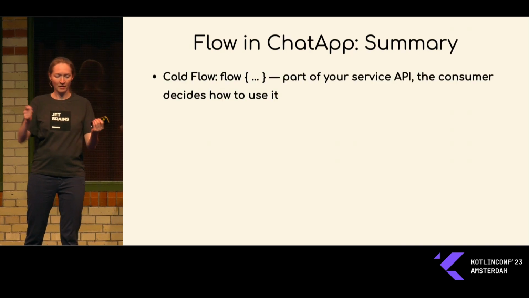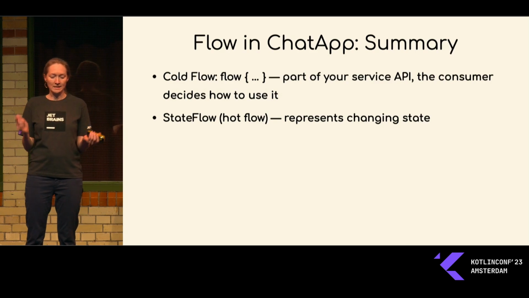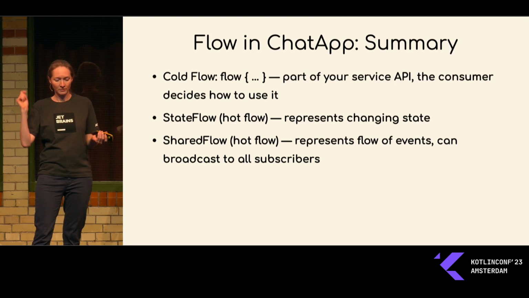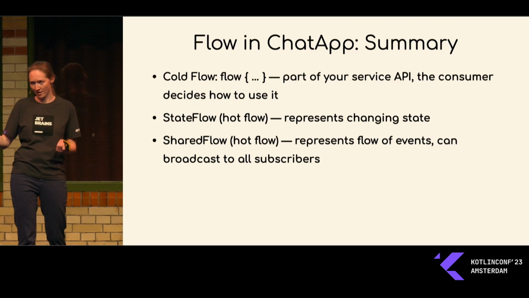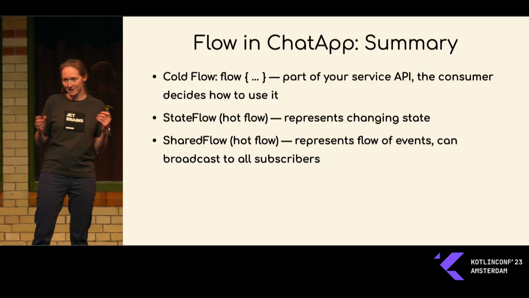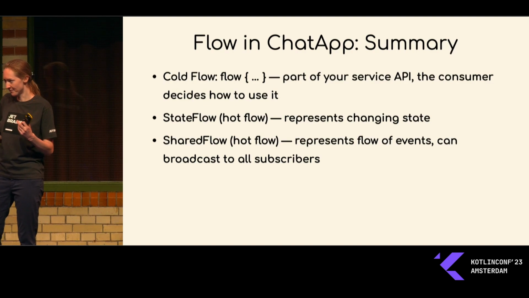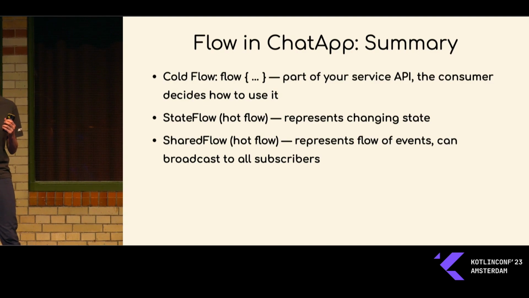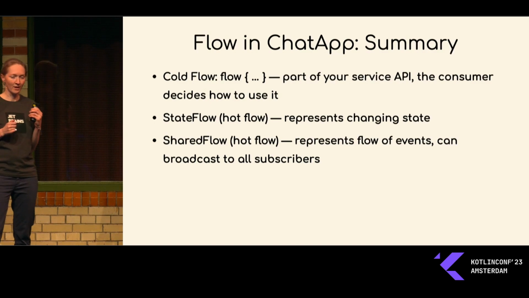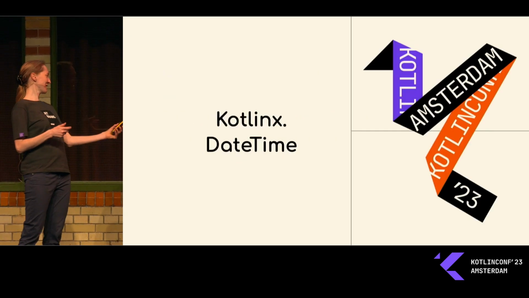Short summary: cold flow, part of your service API, the consumer decides how to use it. State flow, for representing changing state. Shared flow, flow of events that can broadcast to all the subscribers. And shared flow is probably the least used one, but still it's important. It might be useful to understand how it all works. In typical applications, you will only meet the first two, like flow of and state flow. So that was all with Coroutines and our next library.